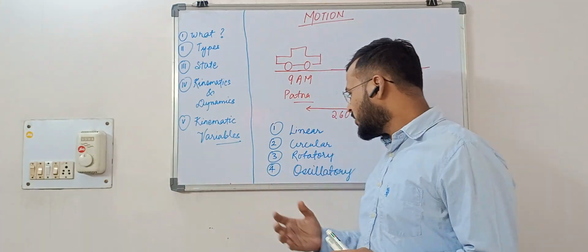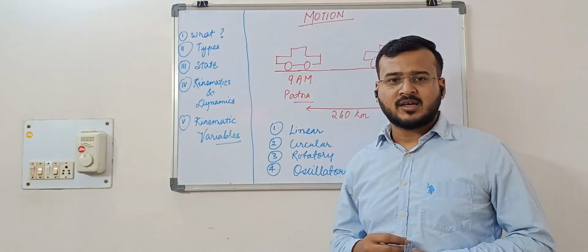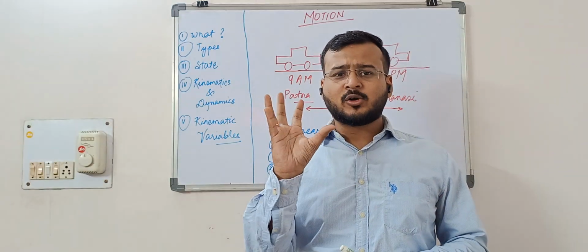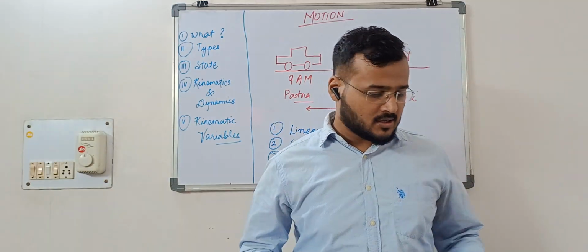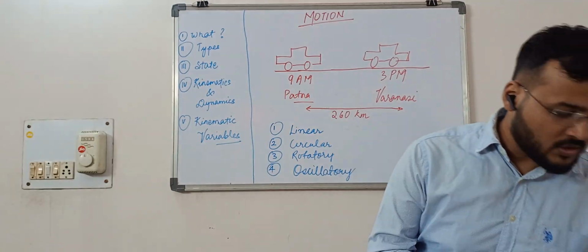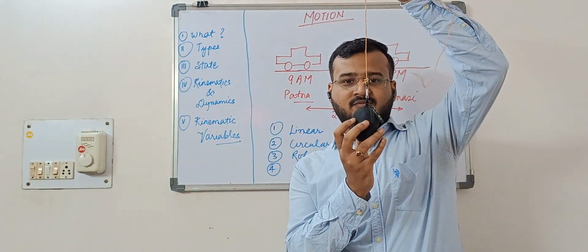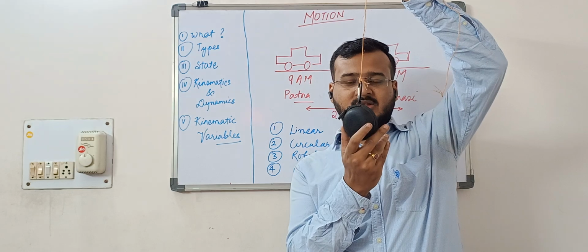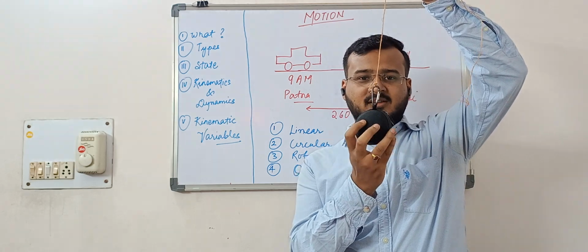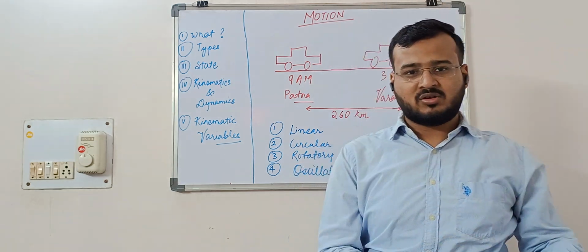That's why we say circular motion. Rotatory motion: whenever an object rotates about its own axis, right? If an object starts rotating about its own axis, then we say the object is undergoing rotatory motion.